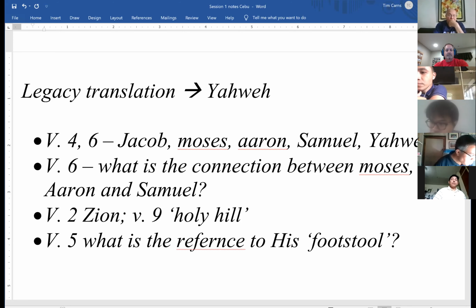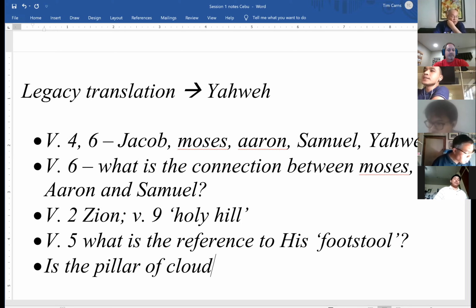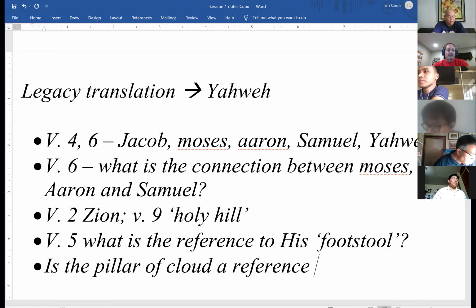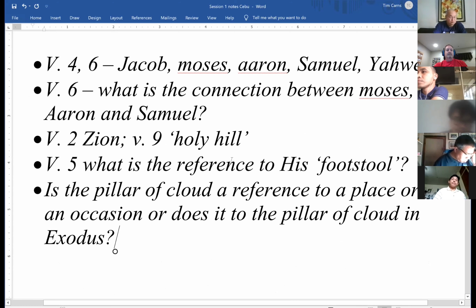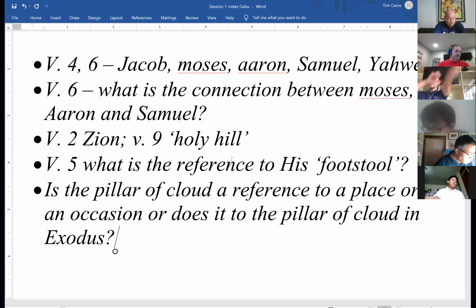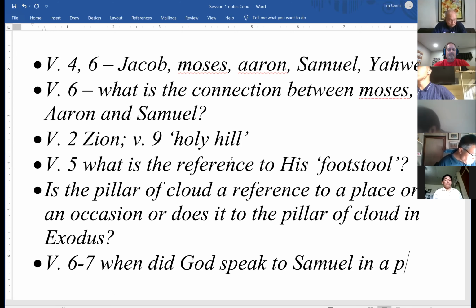Pastor Tim, is the pillar of cloud a place, or is it a reference to an occasion? Does it refer to Exodus? Right, you remember that? That's a good question. Because he mentions there, Samuel was among those who called on his name. He spoke to them in the pillar of cloud. And I'm thinking, when did that happen? That's a question that came to my mind too. Verses 6 and 7. When did God speak to Samuel?